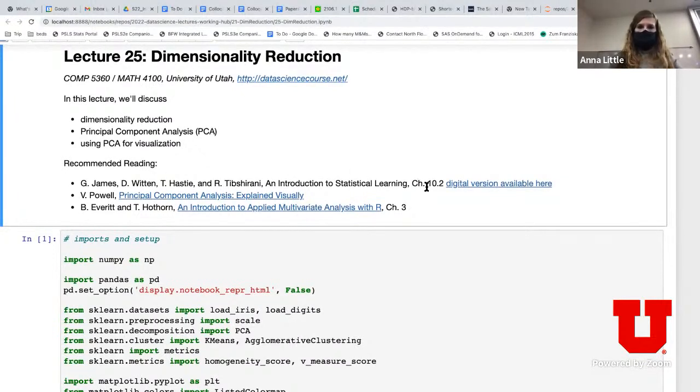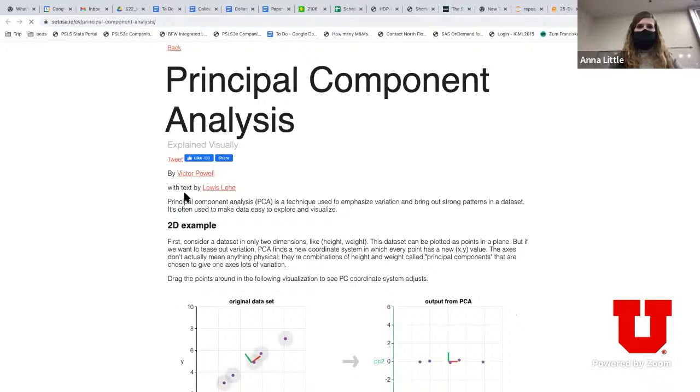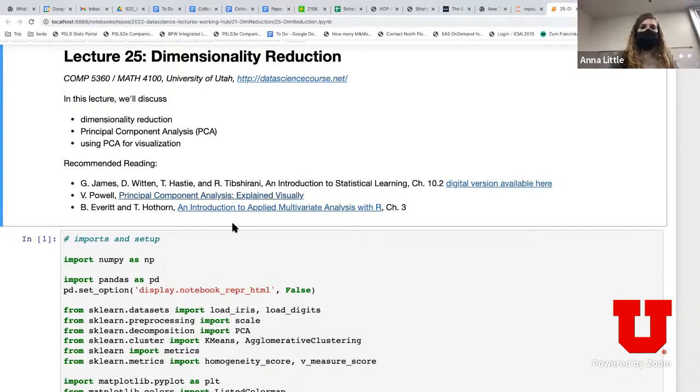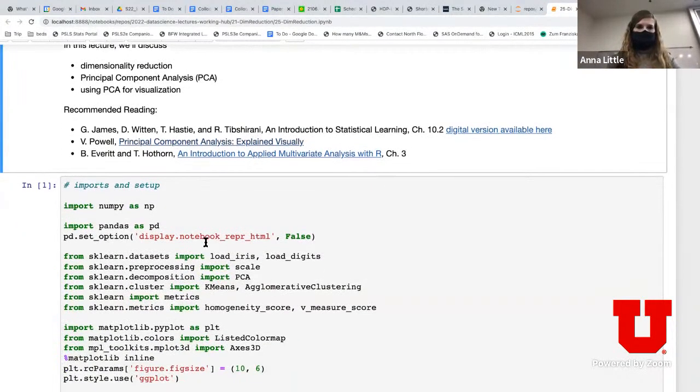Okay, so here are some recommended readings. Chapter 10.2 from Introduction to Statistical Learning. And then there's this kind of cool little interactive explanation of PCA, kind of like we did with decision trees. You might want to just check that out and play with it a little bit. We'll also look at it together during class. And then finally, the Introduction to Applied Multivariate Analysis, Chapter 3.